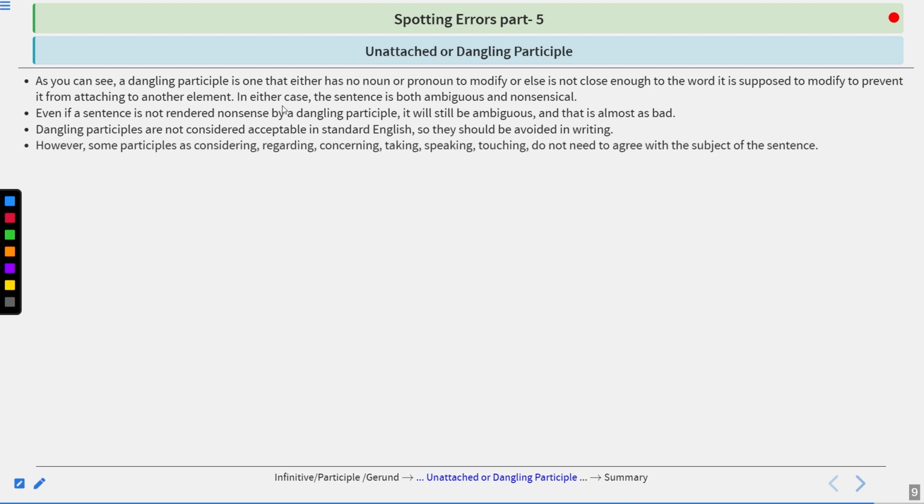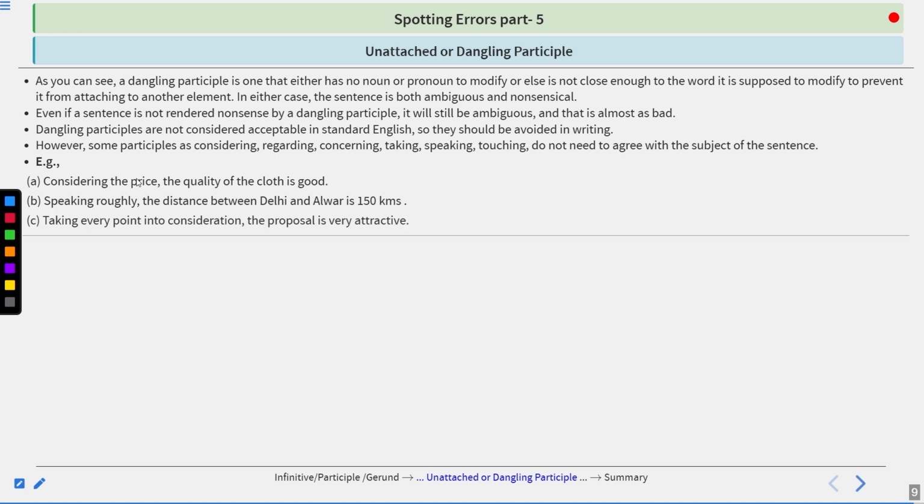However, some participles such as considering, regarding, concerning, taking, speaking, touching do not need to agree with the subject of the sentence. The sentences are as follows. Considering the price, the quality of the cloth is good. So here we don't need a subject reference of the participle considering. It is correct as it is. Speaking roughly, the distance between Delhi and Alwar is 150 kilometers. Taking every point into consideration, the proposal is very attractive.